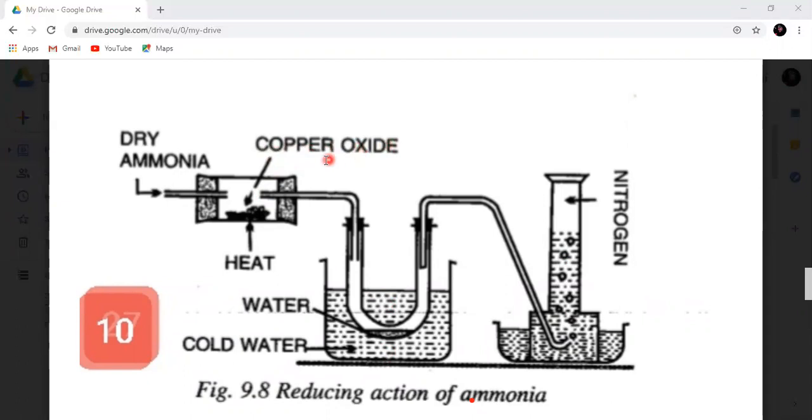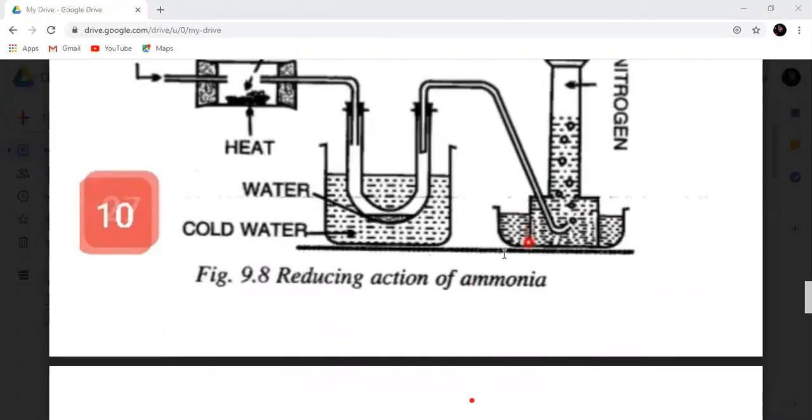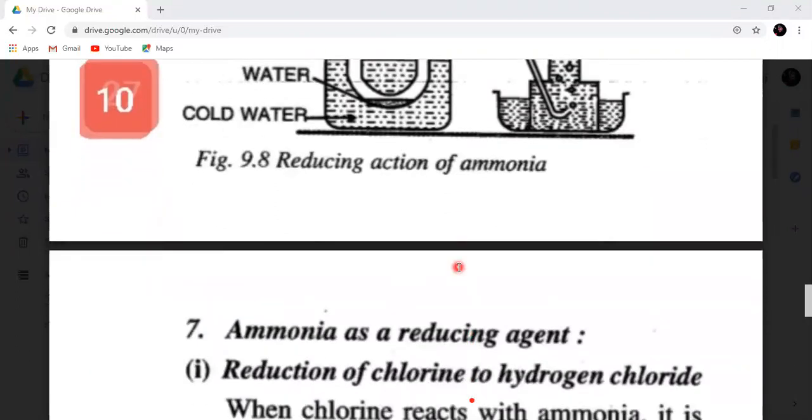This experiment can also be done by taking lead oxide instead of copper oxide. Instead of copper, we will collect lead, with water and nitrogen gas. This is the reducing action of ammonia.